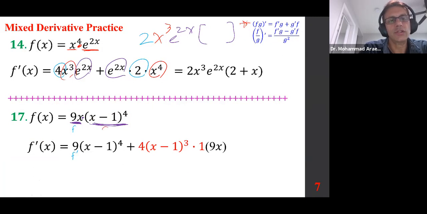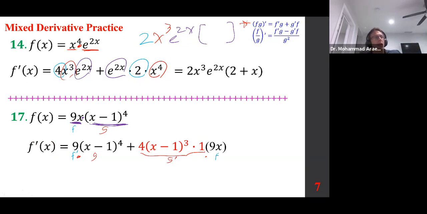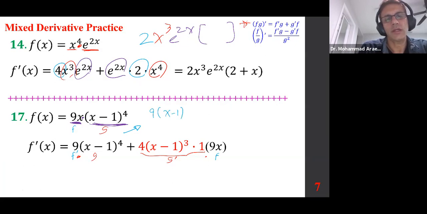If we say this is g, then this is g. This is g prime. This is f. And basically you have to factor out what you can. So let's just quickly show you what's in common. 9 is in common. X minus 1 is in common. But remember, this has exponent 4. This has exponent 3. We go with the smaller of the two exponents.